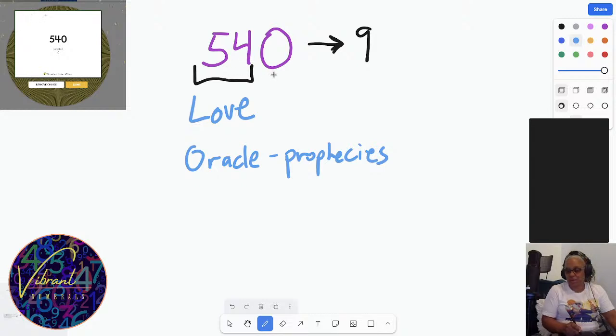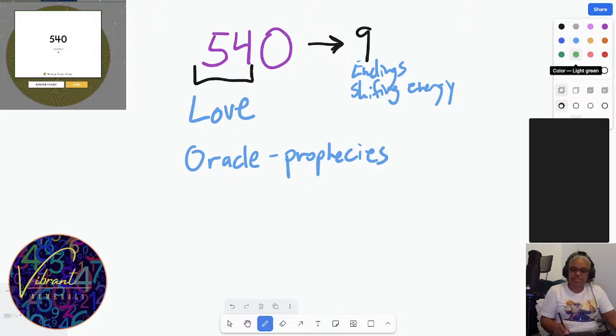So 540, 54, 9, themes of ending or shifting, information or things about love, which seems too general. So that's, I think, why oracle is also coming out, where it's anything of these like prophecies fulfilled.